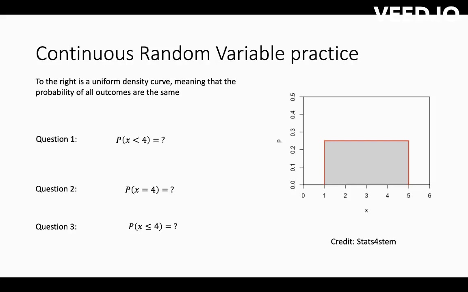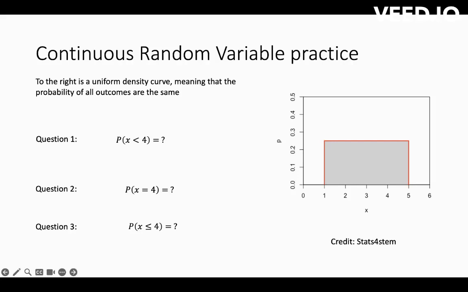Continuous random variable. So this is an example of when we use continuous random variable to calculate the probability. To the right is a uniform density curve, meaning that the probability of all outcomes are the same. So question 1, what is the probability of x is less than 4? We can get the probability by multiplying the area under the curve. The area under the curve for uniform density, for any density curve, will equal 1.